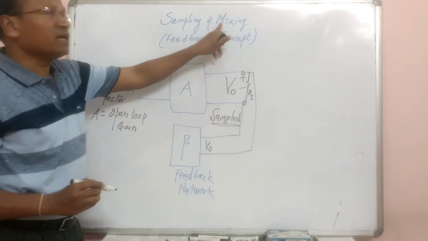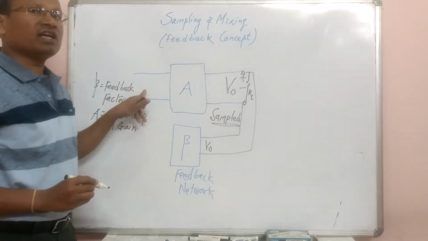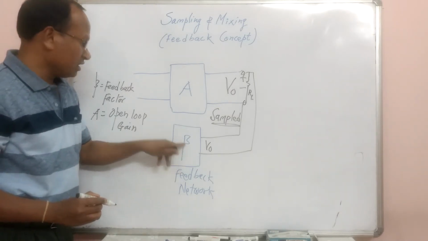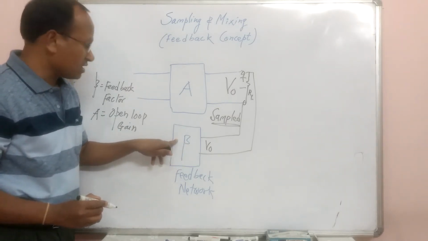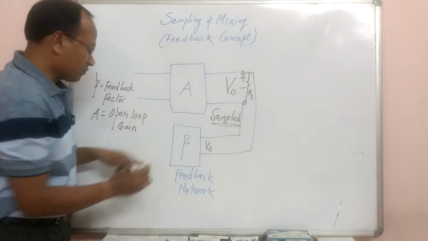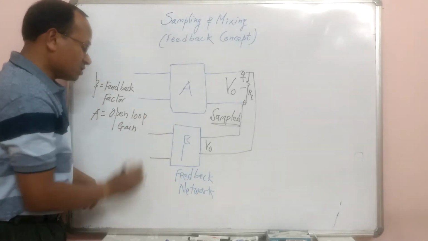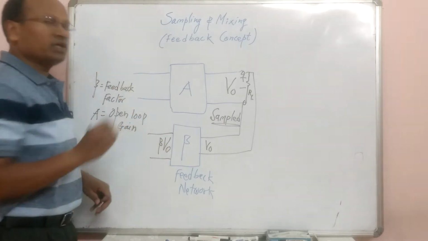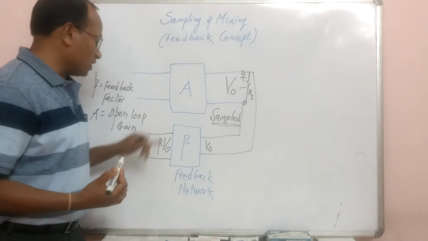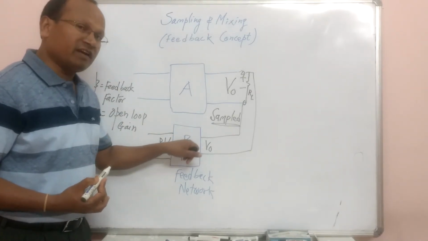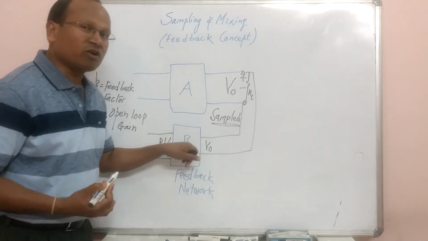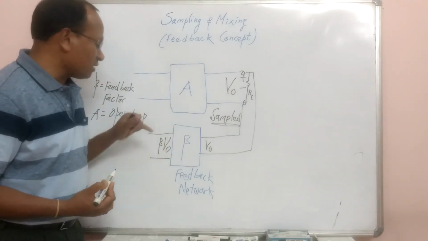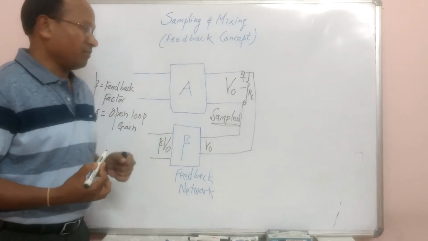Now mixing. Mixing applies to the input. Whenever there is a feedback network, it produces some feedback signal. What is that feedback signal? It will be, of course, beta times V0, some part of the output. What is the role of the feedback network? It takes some part of the output signal, and that part is beta times V0. So beta times V0 is the feedback signal.